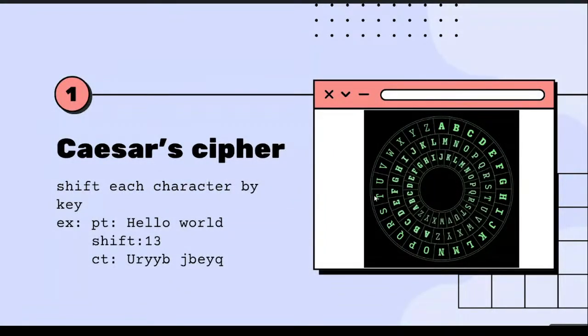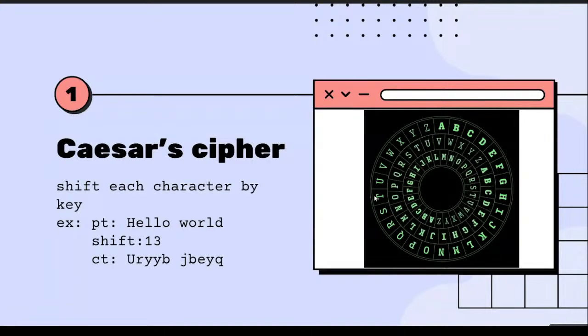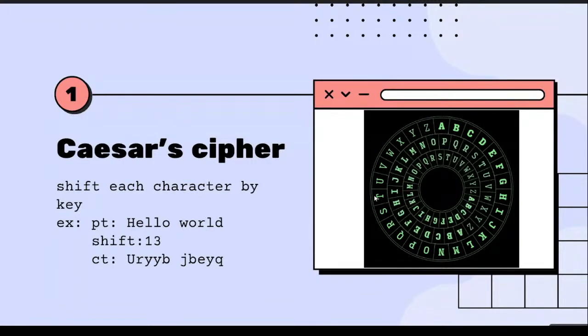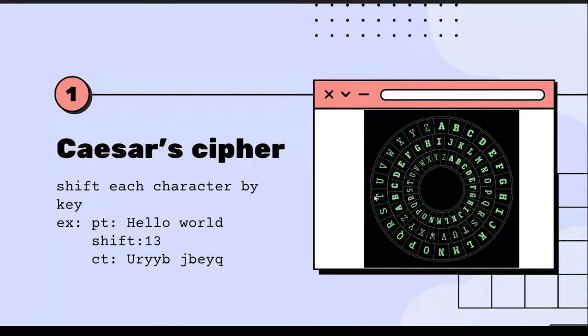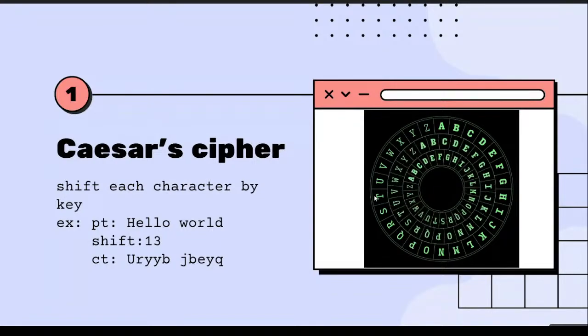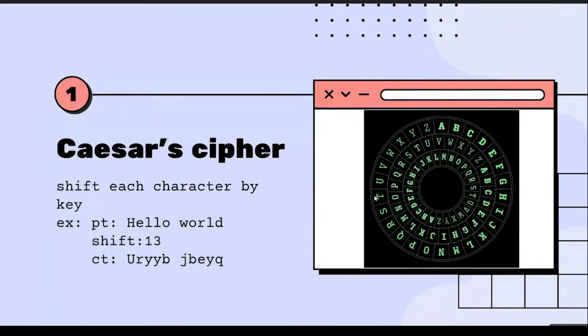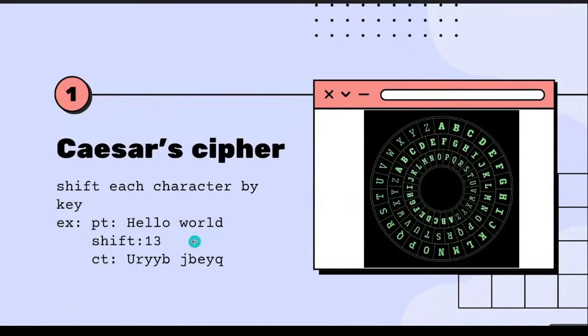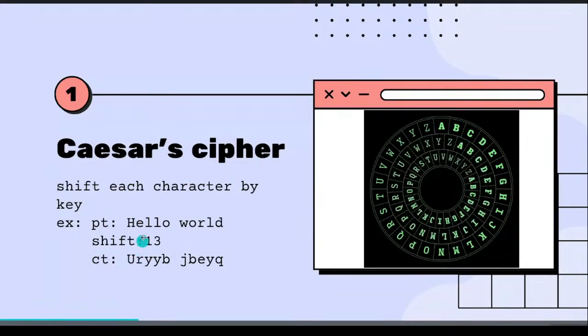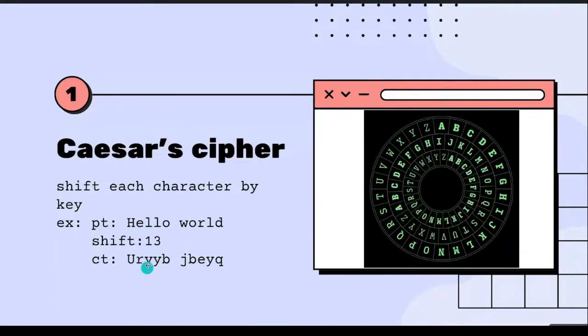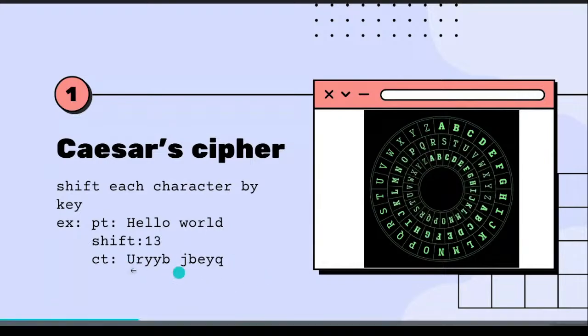So, Caesar cipher. Many of you may be familiar with Caesar cipher and how it works. Caesar cipher essentially works by taking a plaintext and shifting each of the values by a certain amount. We are able to choose what the shift value is, and this is the key for the Caesar cipher. As you can see, if we have the plaintext hello world and we shift it by 13, H transforms into U and E transforms into R and so on. And then we get the ciphertext.